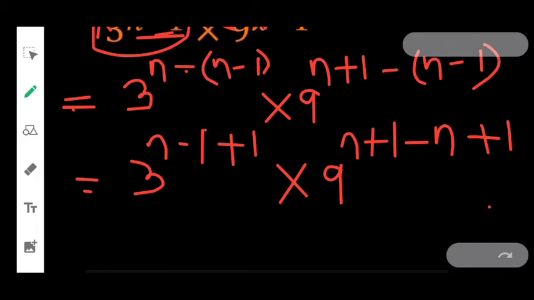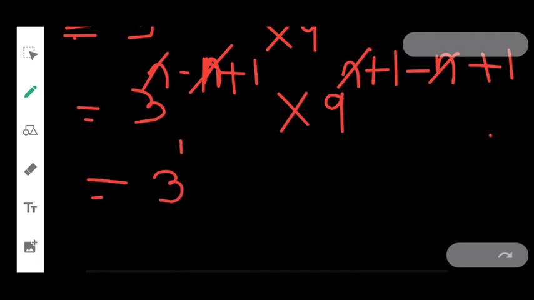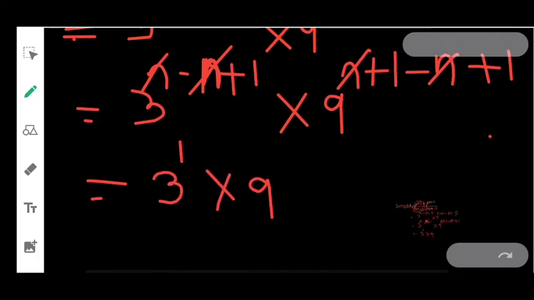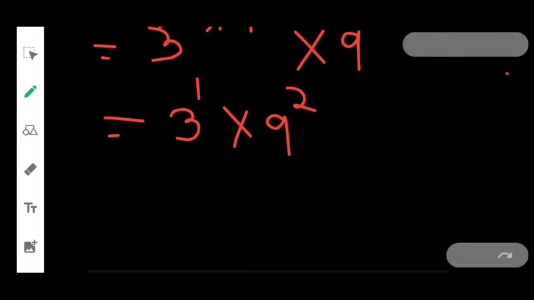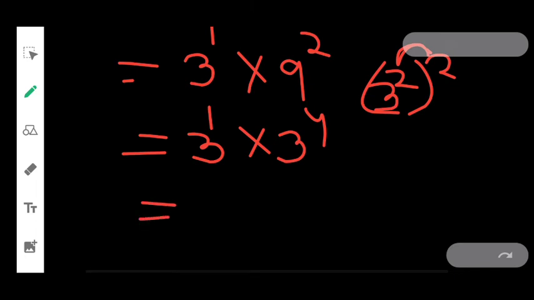Okay, so plus n minus n cancel, plus n minus n cancel, so remaining is 3 to the power 1 into 9 to the power 1 plus 1 is 2. So this will be 3 to the power 1 into 9. We all know 9 is 3 squared, so 3 to the power 2 in whole power 2 will get multiplied, so this will be 3 to the power 4. So 3 to the power 1 into 3 to the power 4 will be 3 to the power 5. That is the answer.